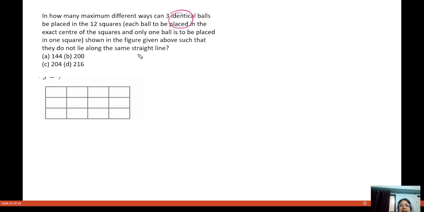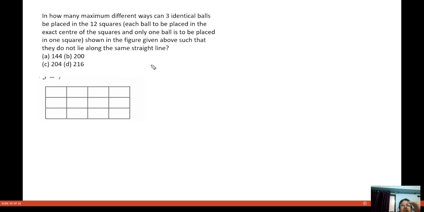So you are given three identical balls. Now it is saying each ball is to be placed in the exact center of the square, and only one ball is to be placed in one square such that they do not lie along the same straight line. So these are 12 places.